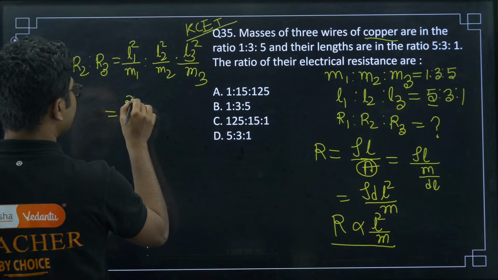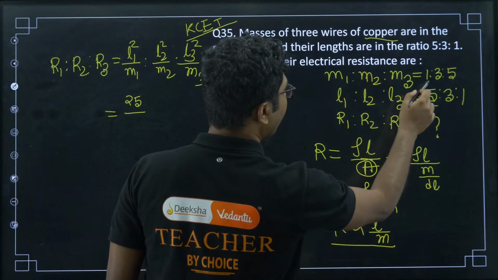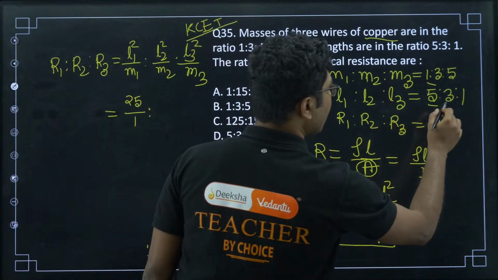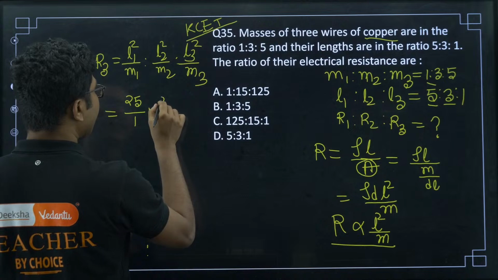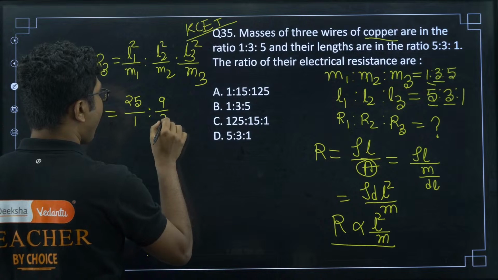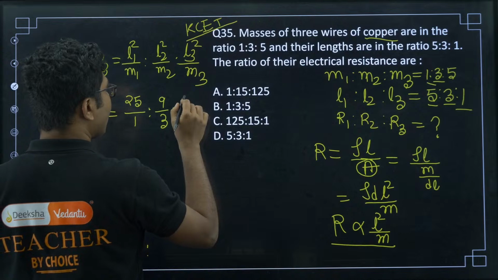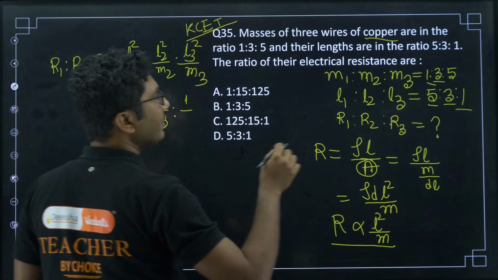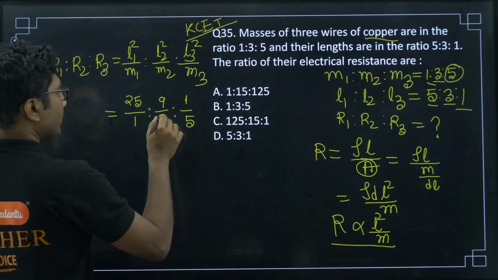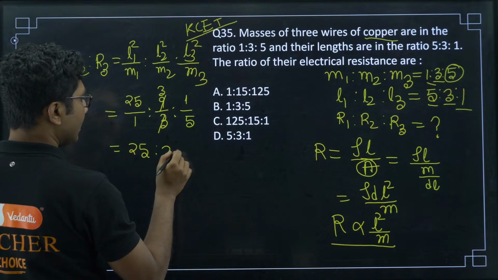So 5 square is 25 divided by M1, M1 is 1, is to L2 is 3. So 3 square is 9 divided by M2, M2 is 3, is to L3. L3 is 1, so 1 square is 1 and M3 is 5, so it will be 1 by 5. So this will cancel, this will get 3. So we get 25 is to 3 is to 1 by 5.